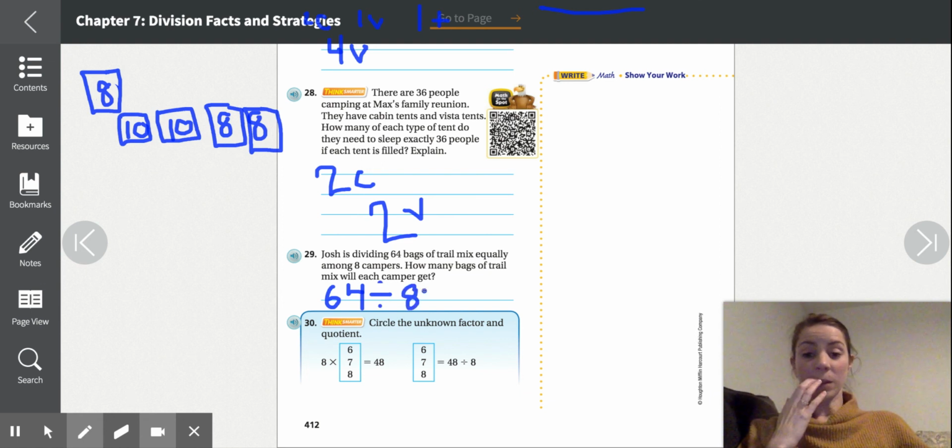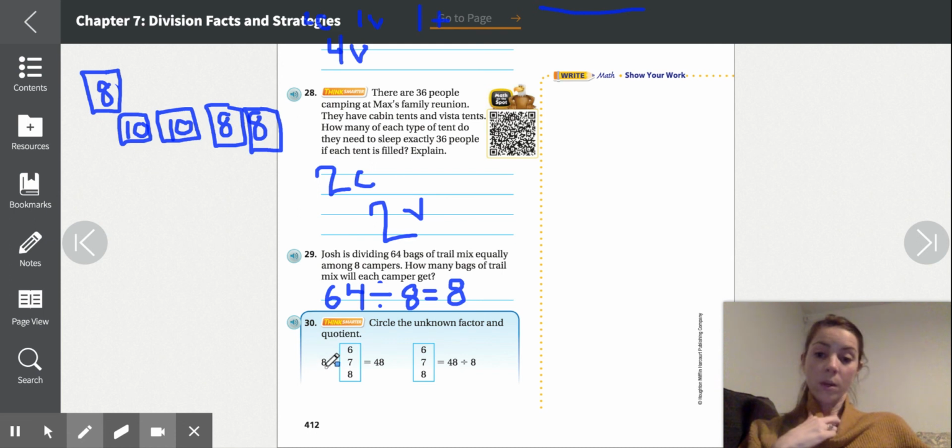You could have drawn circle groups. You could have skip counted by 8 until you got to 64. Any of those strategies should have gotten you the number 8. If you got 8, good job. Okay, last one. Circle the unknown factor and quotient. What do you multiply by 8 to get 48?